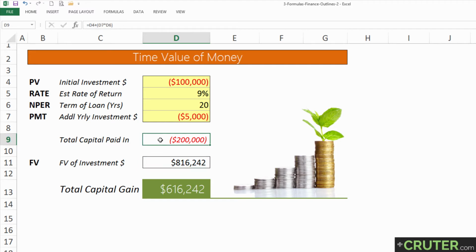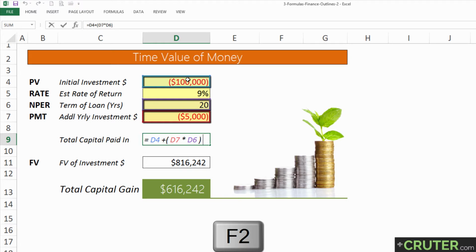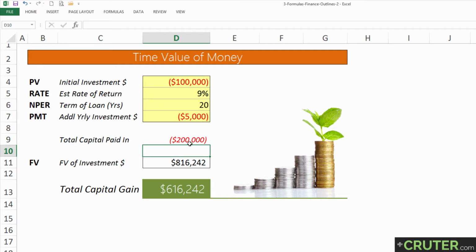So how much money do we put in to begin with? Well, we put in $200,000, and that's found by saying we put in the initial $100,000. Then for 20 years, we put in an additional $5,000 each year. 5 times 20 is 100. Add the zeros, that's another $100,000. So $200,000 total. Therefore, the total paid in less the future value is our capital gain of $616,000 over 20 years. This is the growth of the investment.